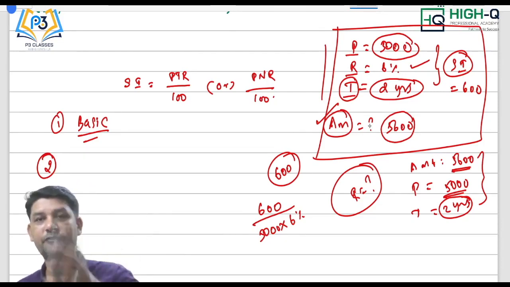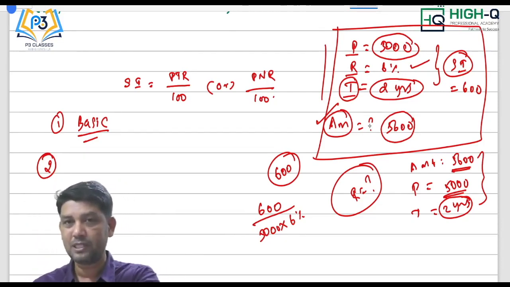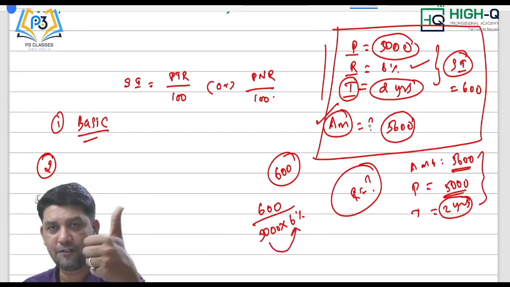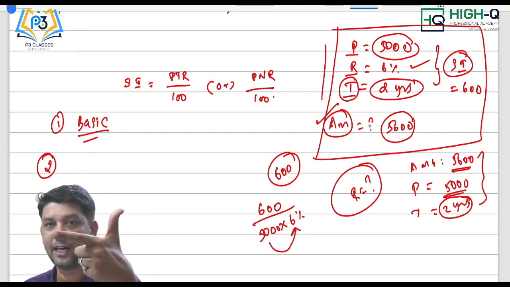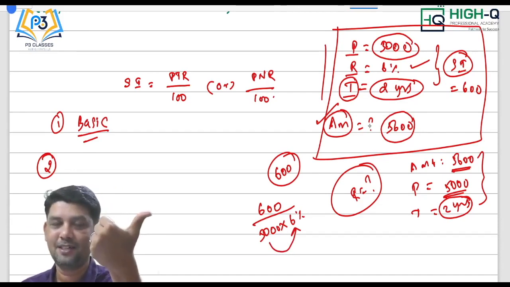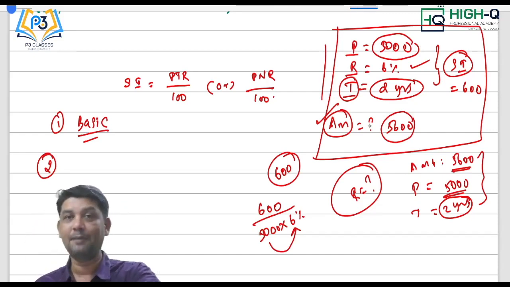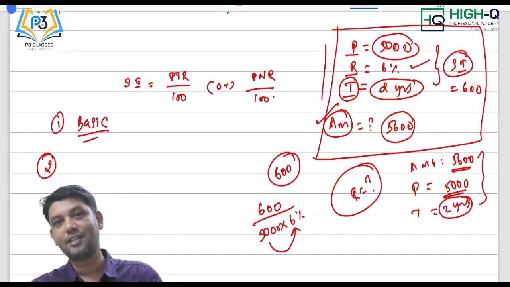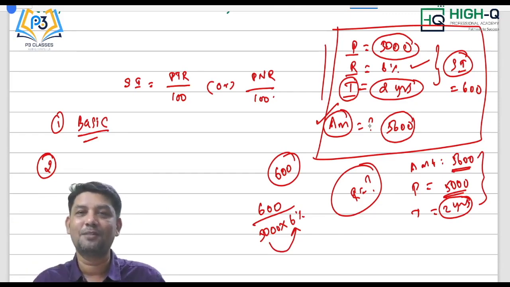This is the number of years. See, when you know simple interest, if you divide it by principal and rate of interest, you will get time. If you divide by principal and time, you will get rate of interest. If you divide by time and rate of interest, you will get the principal. This is the logic, my dear.